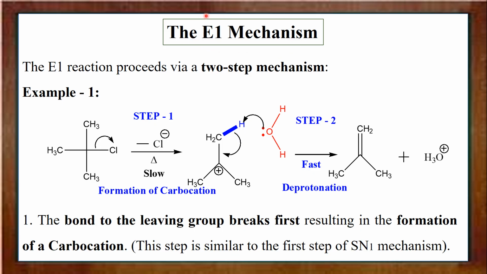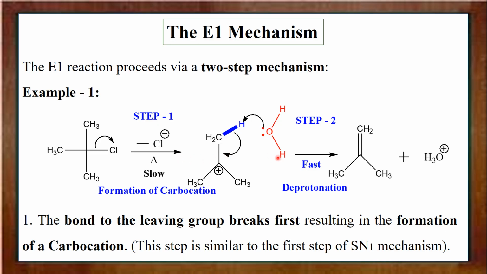This E1 mechanism involves two steps. The first step is ionization, removal of nucleophilic leaving group to form a carbocation intermediate. So the first step is the formation of carbocation, and this is the slow step as it involves bond breaking. And this first step is exactly like the first step of SN1 mechanism.